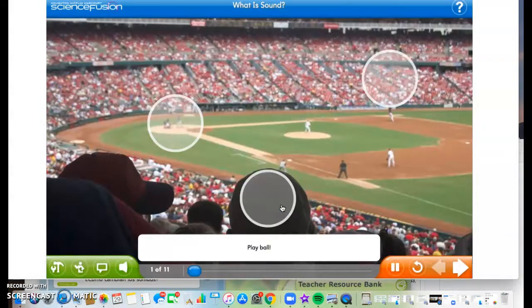Play ball. Attending a baseball game is noisy fun. There's so much activity going on everywhere. Click the highlighted areas to learn more. When you're done, click the next button to discover more about sound.